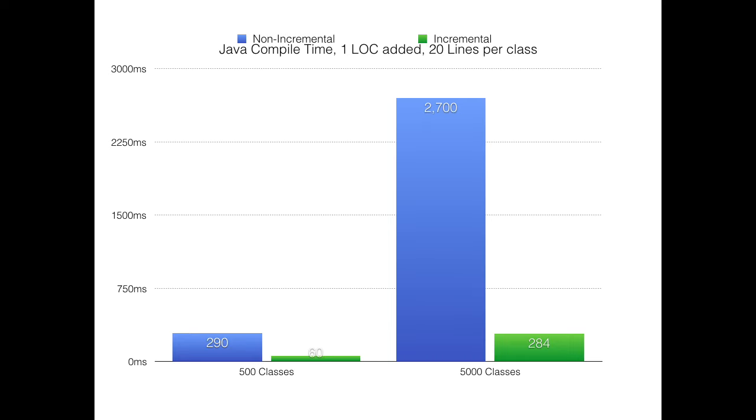That will change very soon. And look at some numbers. When you have Java compile time, when you have 500 classes that have 20 lines of code, which is very short classes, it takes 300 milliseconds to compile when you add one line of code without incremental compile. With incremental compile, it's 60 milliseconds. When you have 5,000 classes with 20 lines of code, it's 3 seconds versus 300 milliseconds. So it's an order of magnitude.